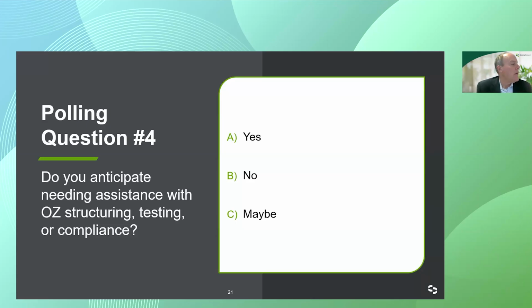Andy, while we're waiting on that, two additional quick questions. One question, I believe the old QOZB rules had an exclusion related to triple net leases. What about the new qualified opportunity zone business rules? That is still in place. It needs to be a trade or business, and a triple net lease would not qualify as a trade or business. I would agree with that.